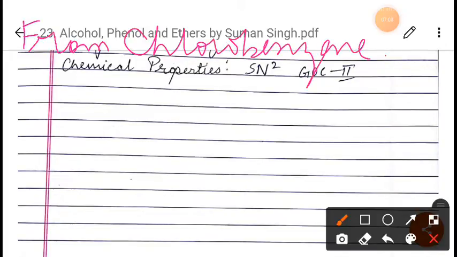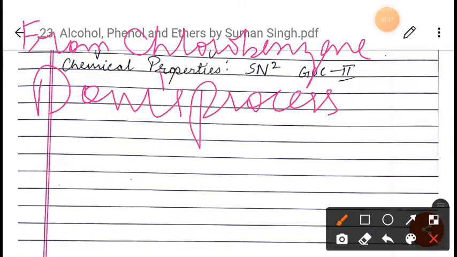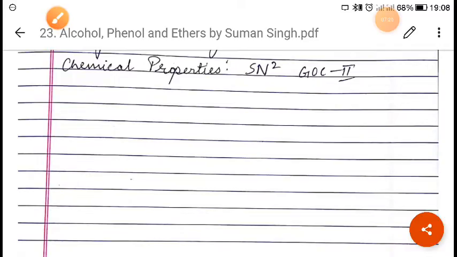So when we talk about chlorobenzene, this is also called the Dow process. Okay, now what is this process? So this phenol is manufactured here in this process. Phenol is manufactured by heating chlorobenzene with 10% aqueous sodium hydroxide solution at about 623 Kelvin under 300 atmospheric pressure.